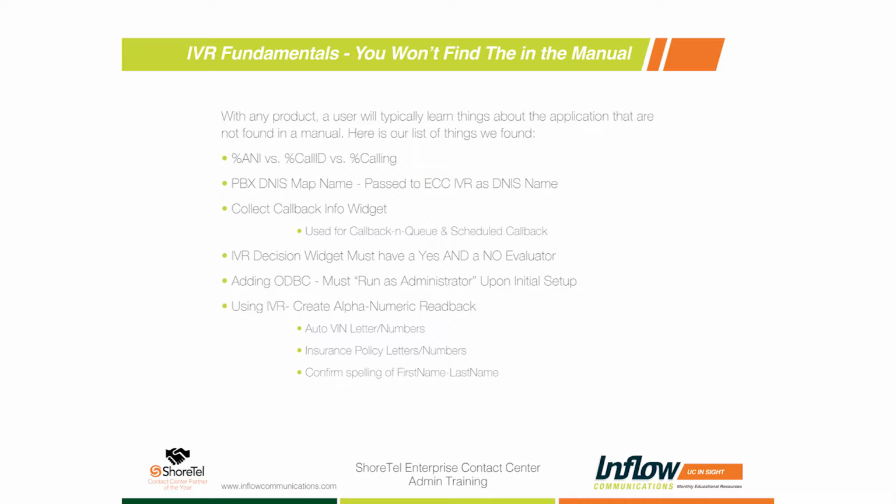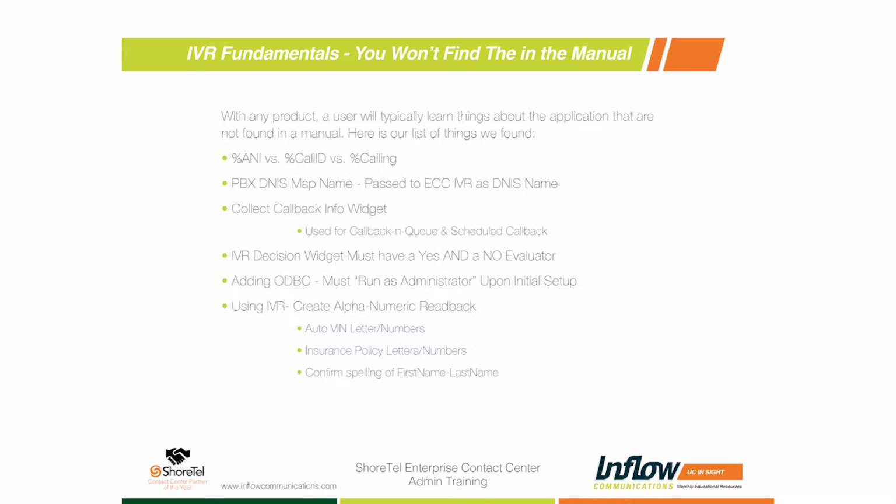So number one, we talked about call profiles. Remember, call profiles is information about the call as the call comes in. One of them is ANI. ANI is the caller ID of the calling party. There's also a call profile called call ID, which could sound like caller ID. It's a little bit different. And there's also one called calling. Who is calling?